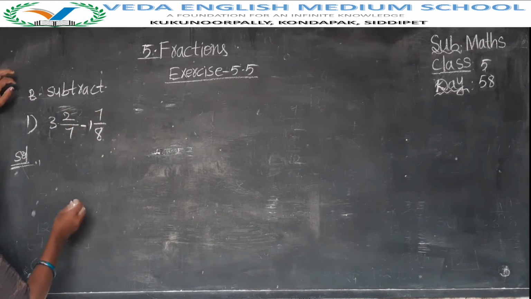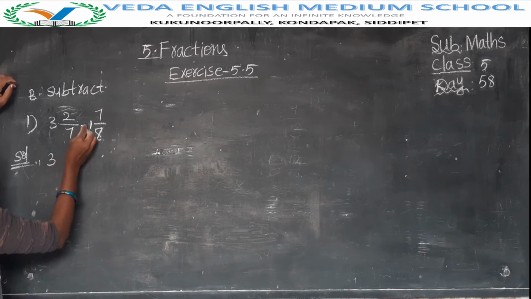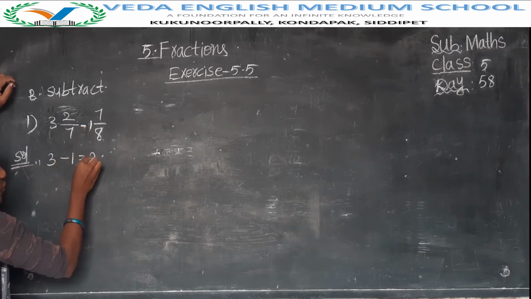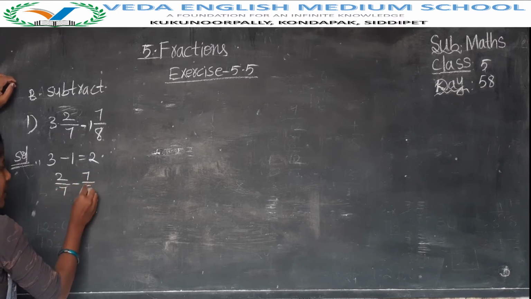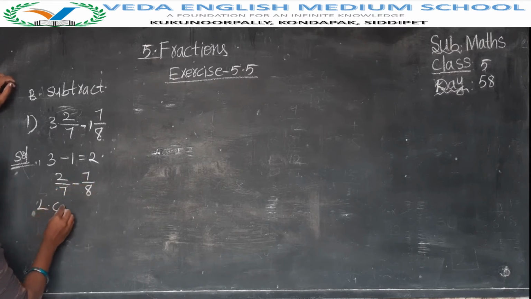So no problem, we can assume. Then 3 minus 1 is 2. Then 2 by 7 minus 7 by 8. Then LCM of 7, 8.